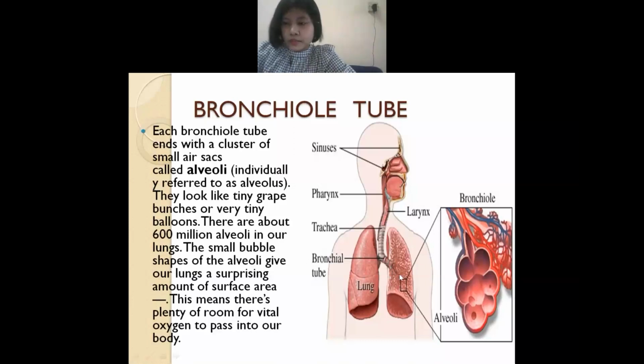And what does this prove? This proves that enough oxygen is being transported, or you can say supplied, to your body. So that's why there are numerous alveoli in each side of the lung. Is it clear? Yes, ma'am. Okay, is it clear, everyone?